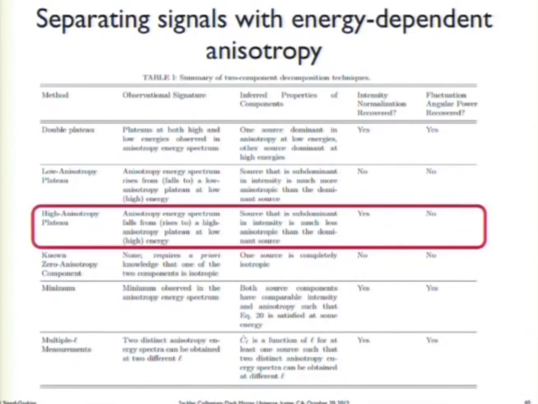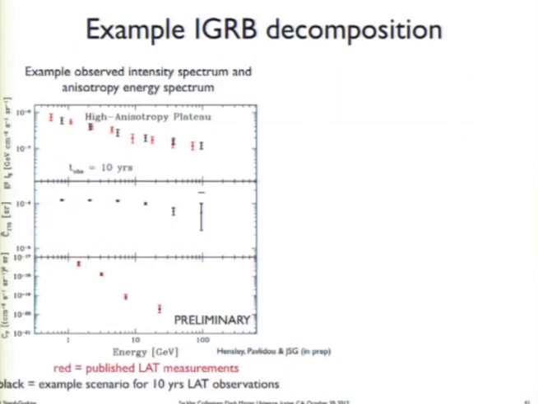And what's cool about this is you can pull out the intensity normalization as well as the spectral shape. You can't pull out the fluctuation angular power from this, but I think this is the quantity most people are interested in. OK, so here's your example. This is an example of observations. So in this plot, can you guys see it? Yeah, you can see it.